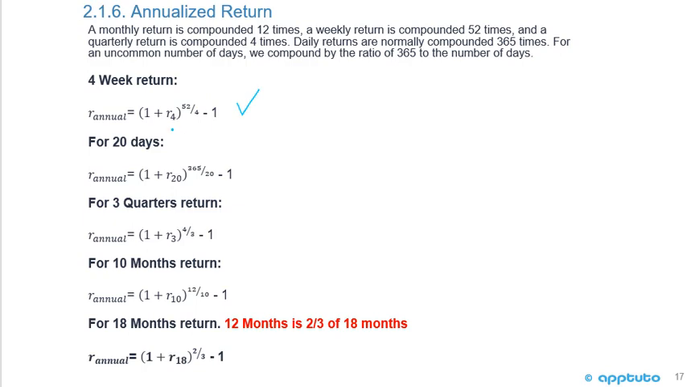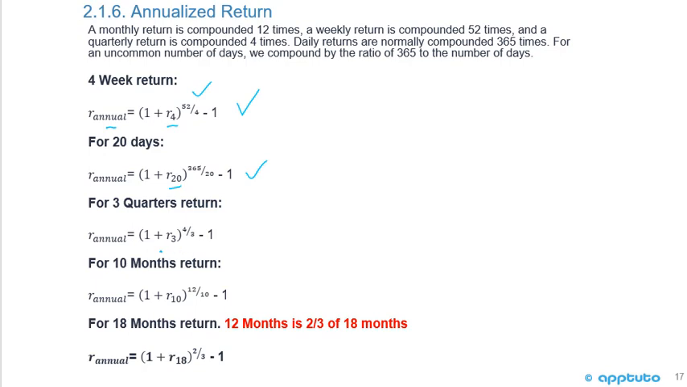Here's a 4-week return. So that's 1 plus the return for the 4 weeks. If we want to annualize it, we're going to put it to the power of 52 divided by 4, minus 1. Okay? For annual return, if we had a return for 20 days, 1 plus the return to 365 over 20. I think you see where this is headed.